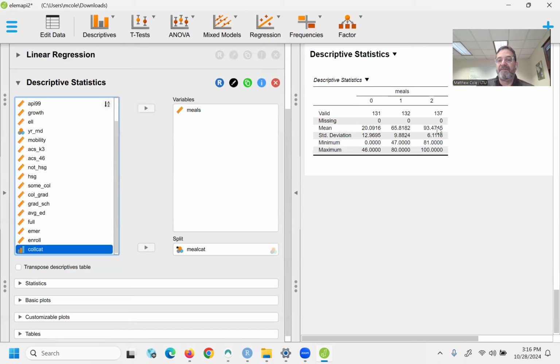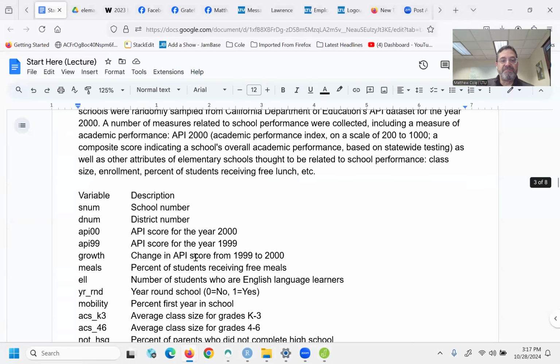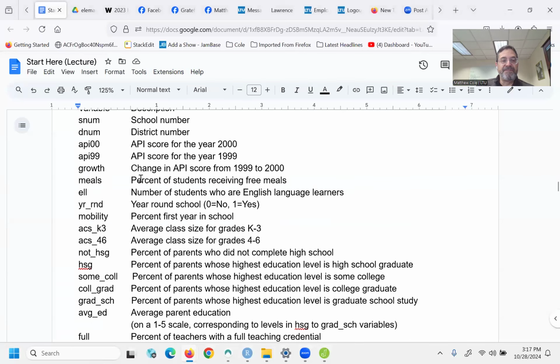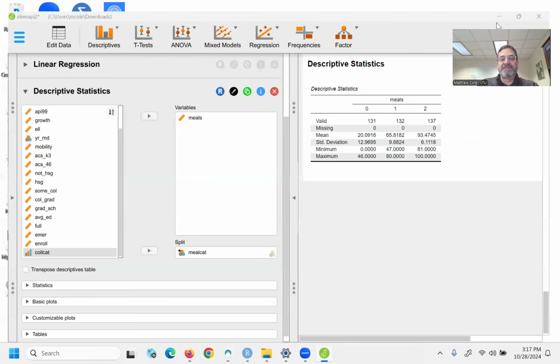So it looks like the lowest group is when you have a mean of around 20 meals. Oh, what is this again? This is the percentage of students receiving free meals, right? So the higher the category, the more percentage. So category 0 is when we have on average about 20% of the students receive free meals. Category 1, about 65% receive free meals. And then category 2, about 90, almost all the students are receiving free meals. Okay, so we saw that. Let's keep learning.